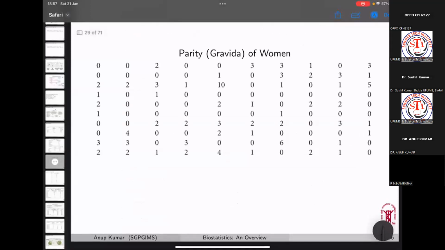Now look at this data. This is the parity or gravida of the women. The 100 women who are coming to the OPD in a day, and you are asking them. The first woman is responding 0, another one 0, 2, 0, like this. So this is, you can say, the raw data.